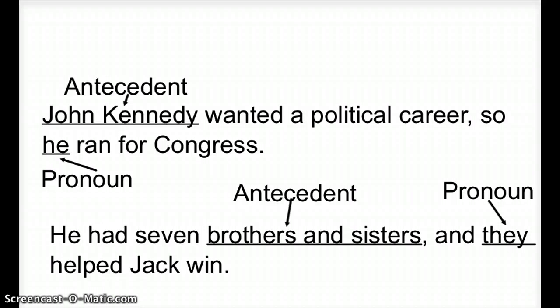In these examples, you can read the sentence, John Kennedy wanted a political career, so he ran for Congress. He is the pronoun. The antecedent is John Kennedy, because that is what he is referring to. The second example: he had 7 brothers and sisters, and they helped Jack win. They is the pronoun. The antecedent that they is referring to is his brothers and sisters. If we didn't have the antecedent in there, we wouldn't know who they are, or we wouldn't know who he is.